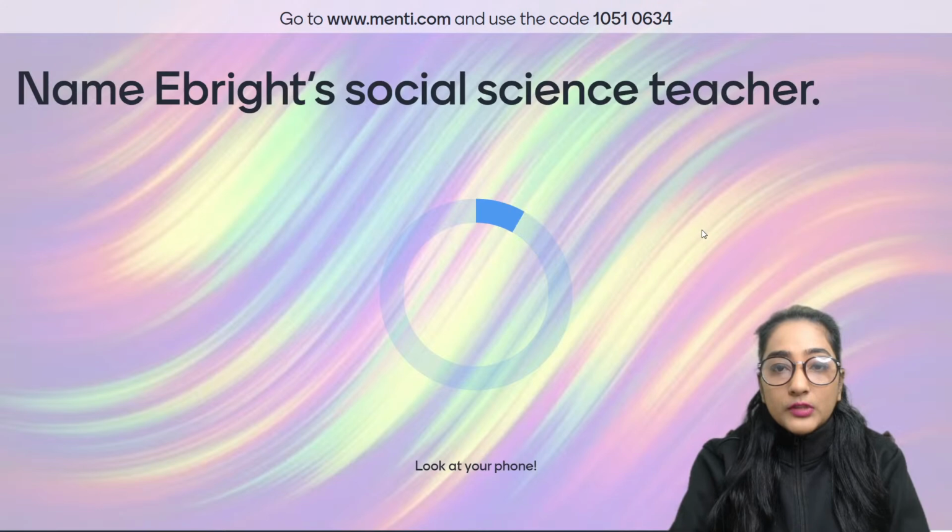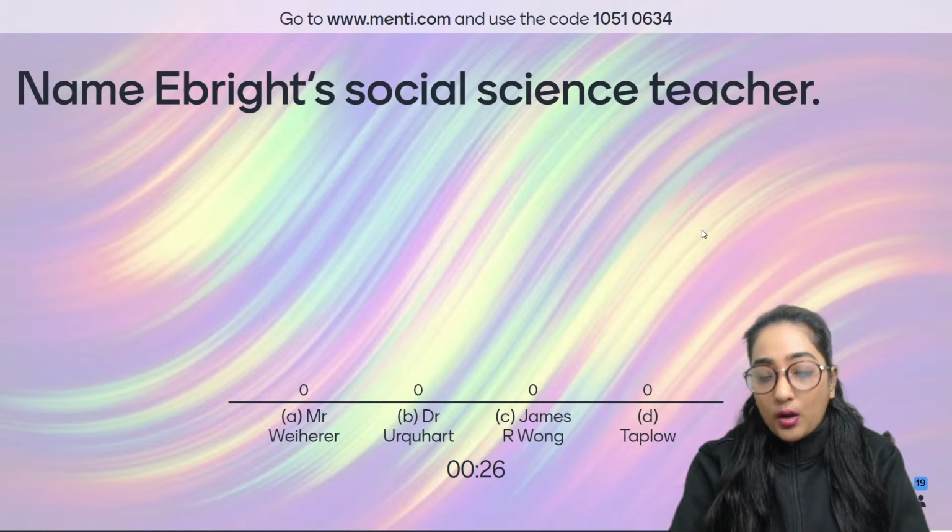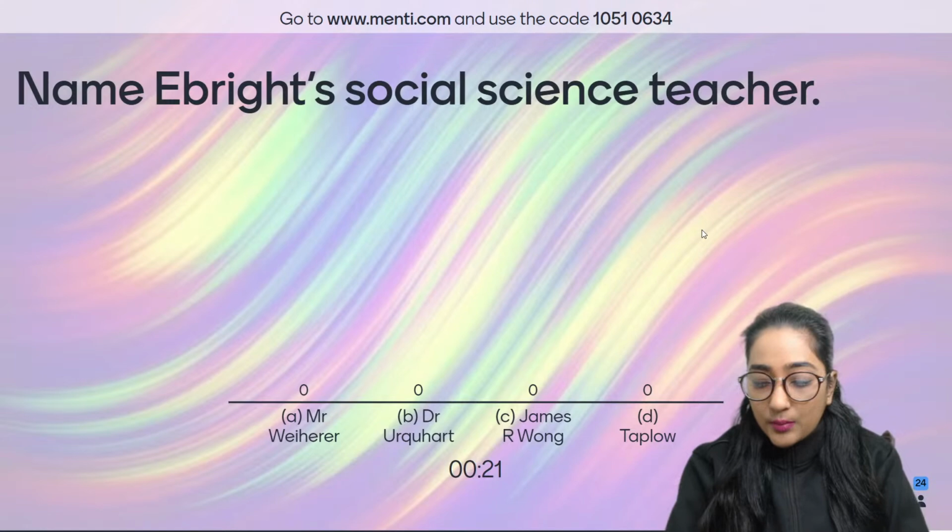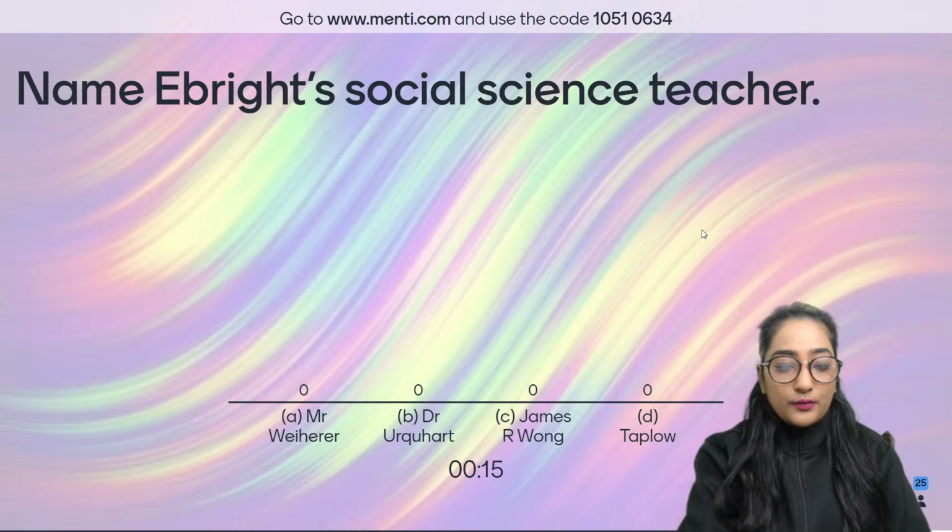Alrighty, Mr. Waihara, Dr. Yurke Hart, James R. Wong or Taplow. So this is pretty easy, right? Quite a straightforward one, not that difficult. So 20 more seconds, everyone, and just let me know the correct answer, please. What exactly is the right answer for this particular question? A, B, C or D?